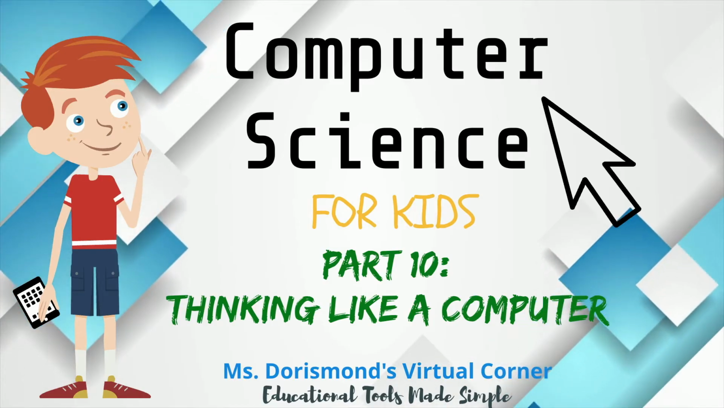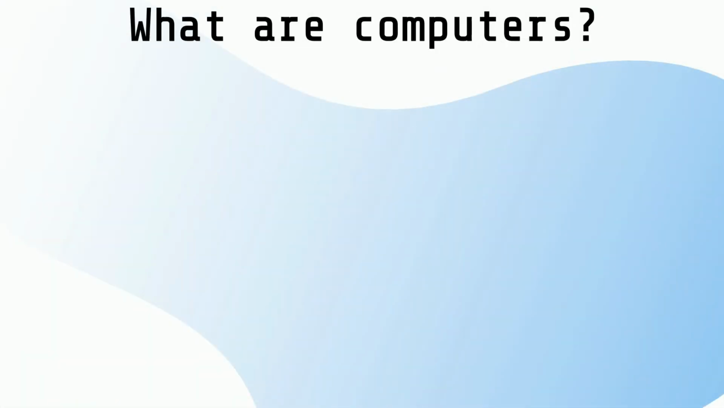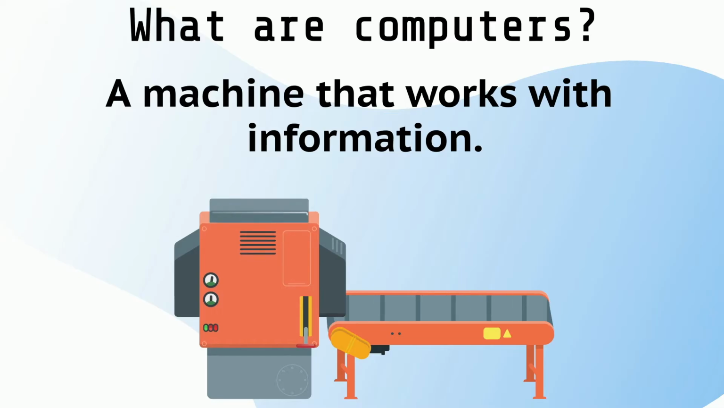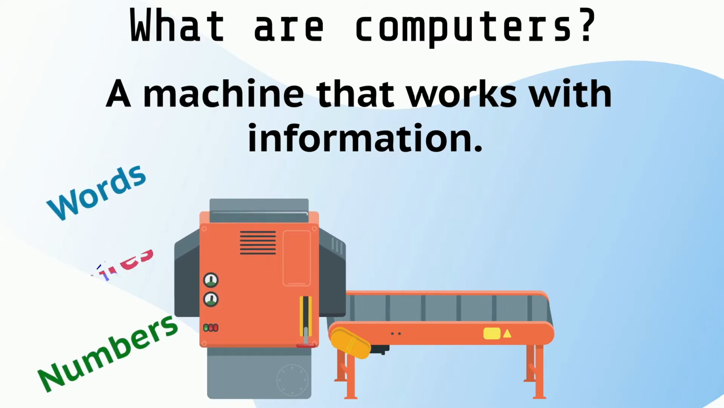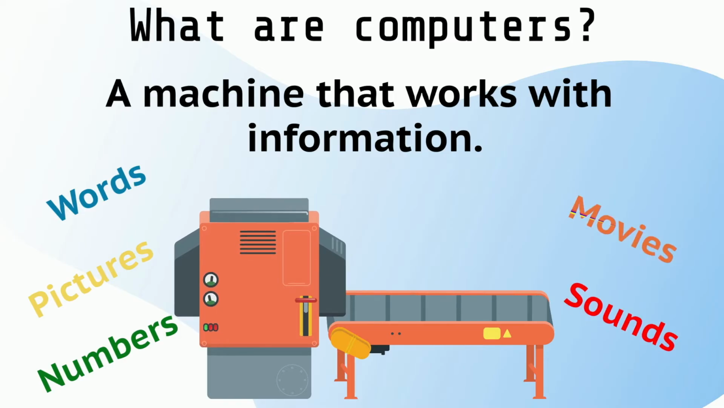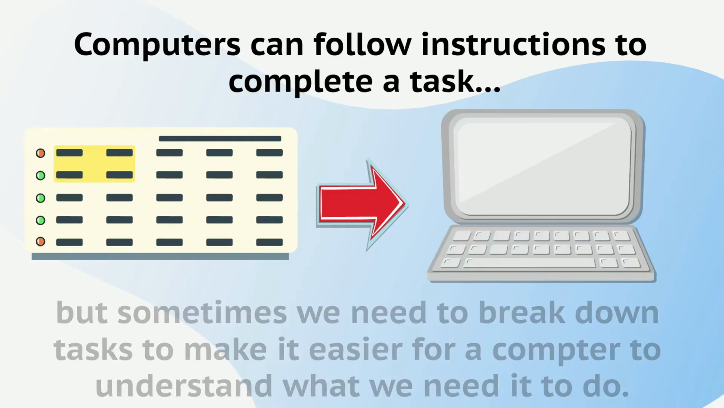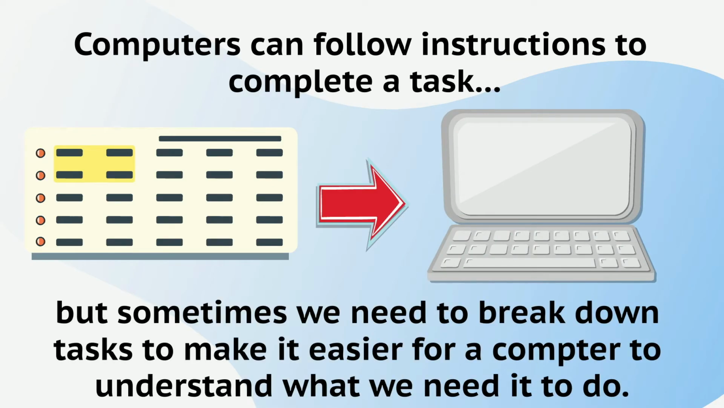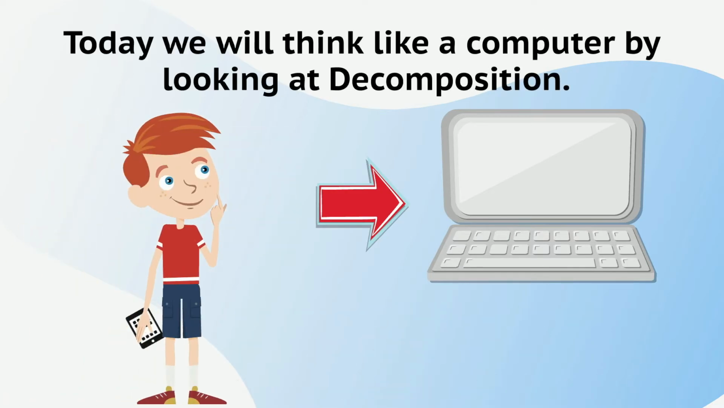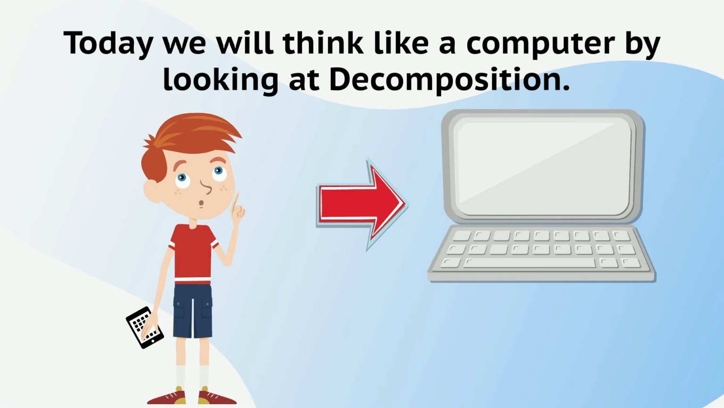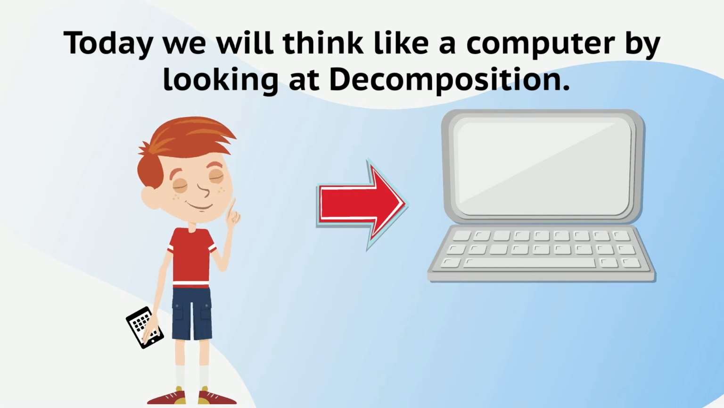Thinking like a computer. A computer is a machine that works with information. This information can be words, numbers, pictures, sounds, or movies. Computers can follow instructions to complete a task, but sometimes we need to break down tasks to make it easier for a computer to understand what we need it to do. Today, we will think like a computer by looking at decomposition.